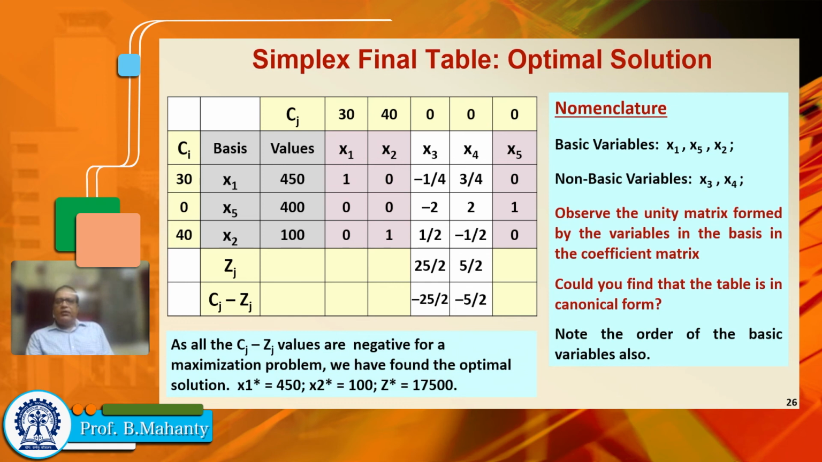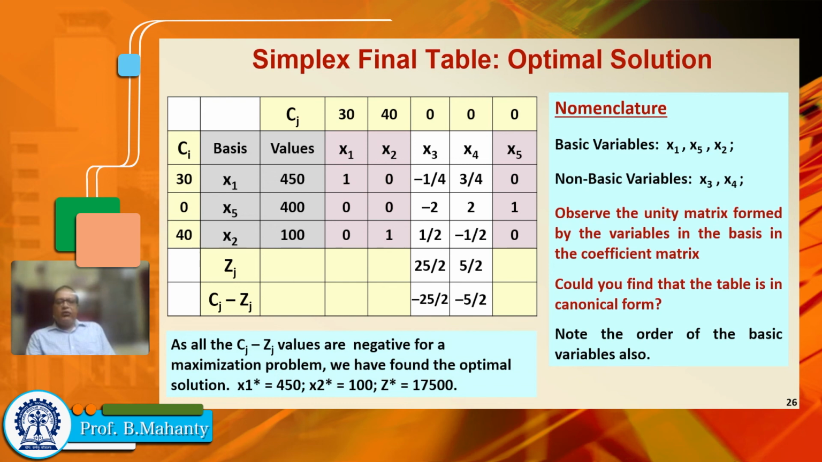That basic variables are x1, x5 and x2. Non-basic variables are x3 and x4. And observe the unity matrix formed with the variables in the basis in the coefficient matrix. Could you find that the table is in canonical form? Yes, the table is in canonical form because the variables in the basis x1, x5 and x2 form a unity matrix in that order, right? So this also happens.